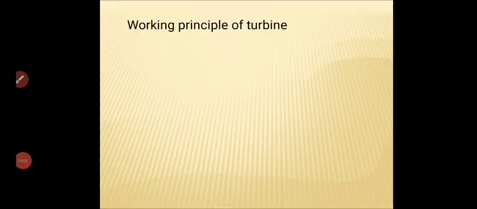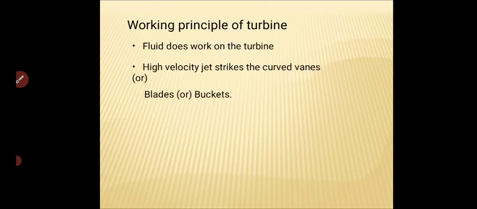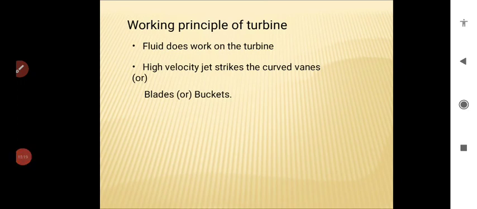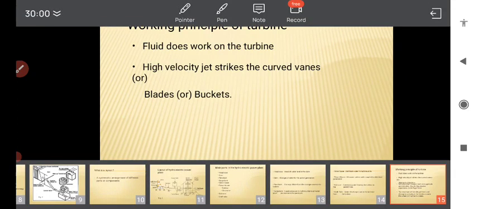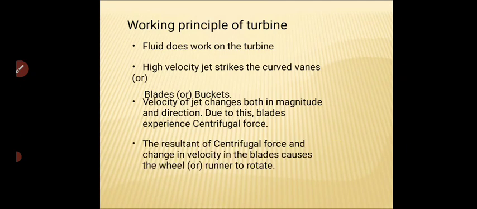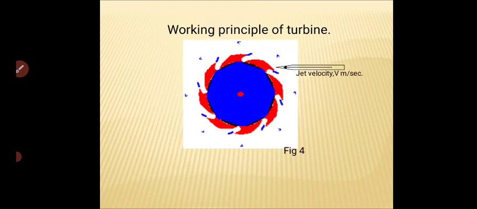Okay, now we will discuss the working principle of a turbine. Fluid does work on the turbine. A high velocity jet strikes the curved vanes or blades or buckets. The velocity of the jet changes both in magnitude and direction, due to which the blades experience a centrifugal force. The resultant of the centrifugal force and the change in velocity in the blades causes the wheel, the runner, to rotate.